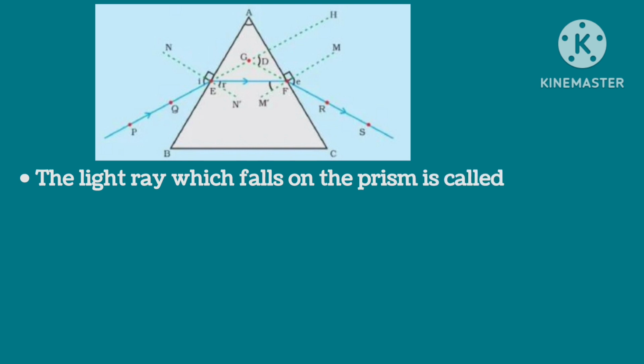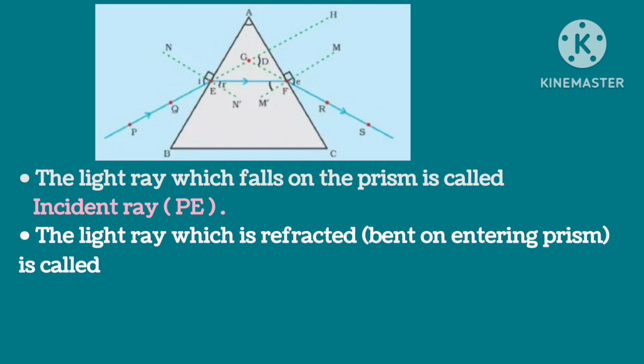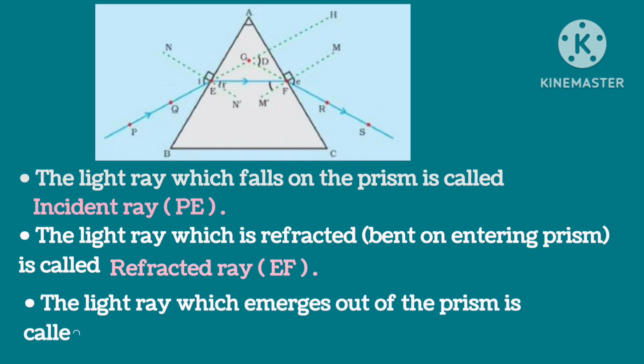So the light ray which falls on the prism is the incident ray PE. The light ray which is refracted, bends on entering the prism, is called the refracted ray EF. The light ray which emerges out of the prism is called the emergent ray FS.